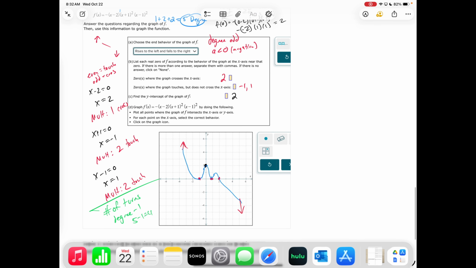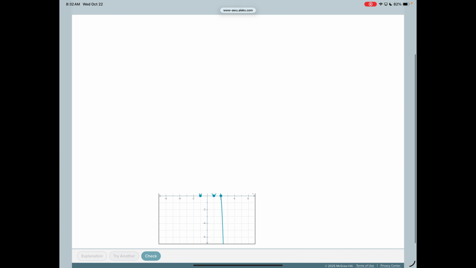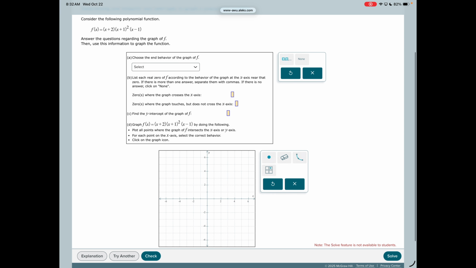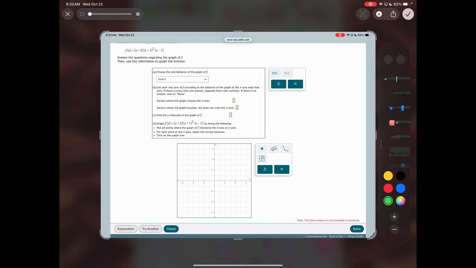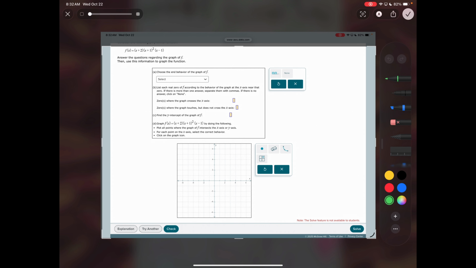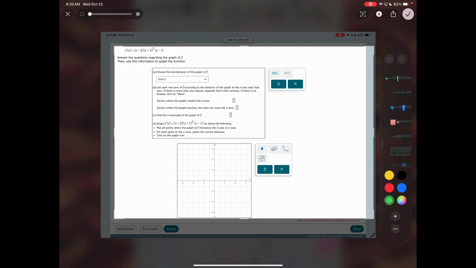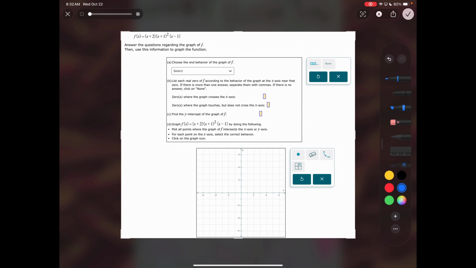To do that, we can do another one, because I feel like this one is the hardest one because you got to do it by hand. Let's do another one real quick. All right, so the first thing you want to do is find the degree. The degree here is 1 plus 2 plus 1. So my degree is 4.